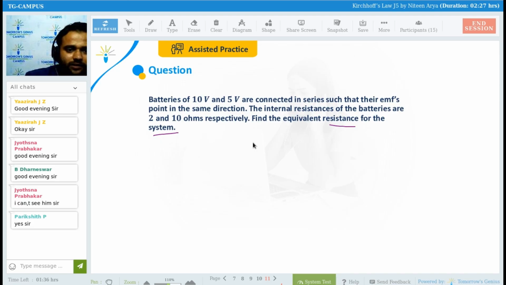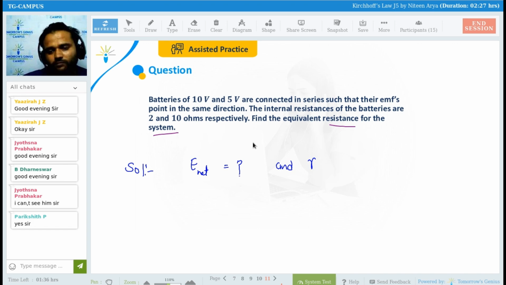You need to tell me the solution. E equivalent, or I can write net, means total. And I don't think there is a much easier question than this at this level. Okay, simple.